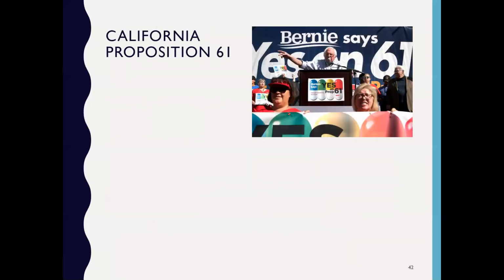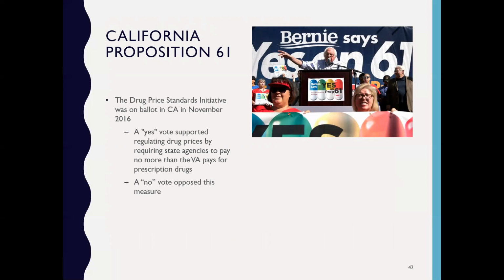Now, there have been propositions or proposals for drug price standards or drug reference pricing. So there's a couple of examples. This is California Proposition 61, which was on the ballot in California in November of 2016. Basically, a yes vote would have required state agencies to pay no more than the VA pays for prescription drugs. So kind of like an internal US reference pricing approach, and a no vote would oppose the measure.